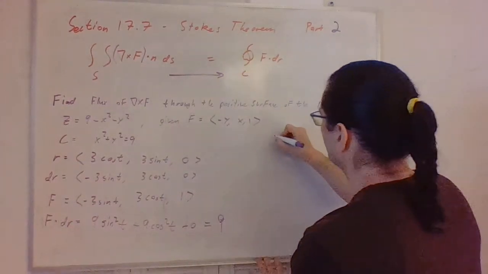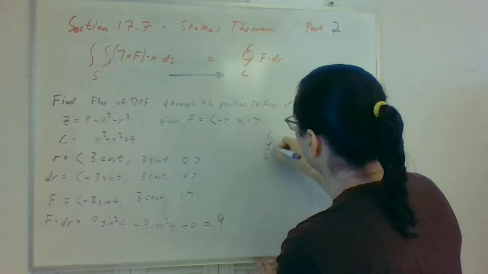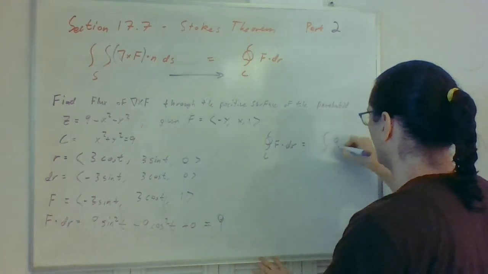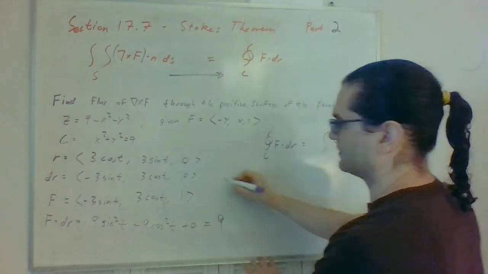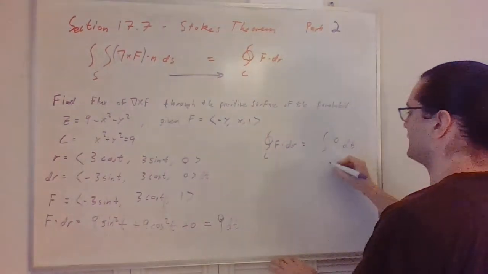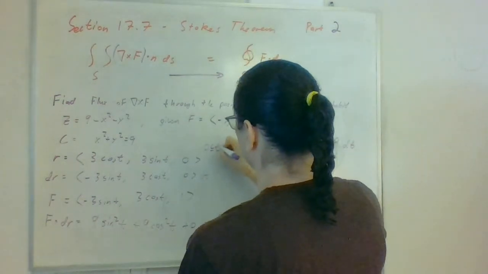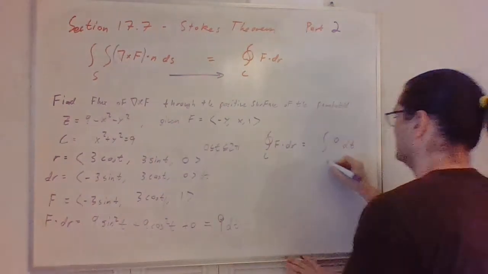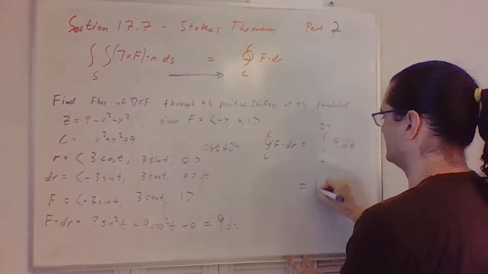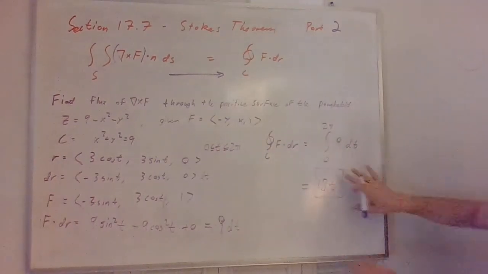So this line integral is going to be step 5. The integral of f dot dr is going to be the integral of 9 dt. I guess technically there should be a dt here. Oh, the bounds, I forgot the bounds here. 0 is less than or equal to t is less than or equal to 2 pi. So the integral of 9 dt from 0 to 2 pi is 18t. Sorry, 18 pi.